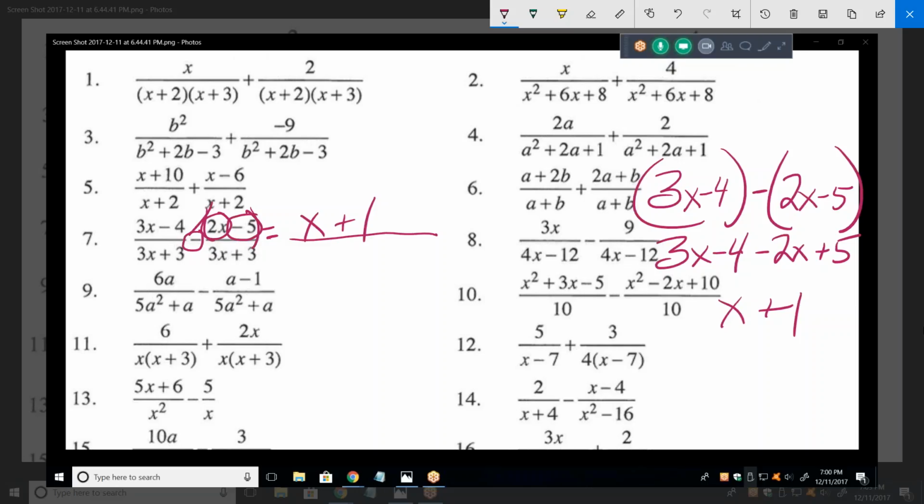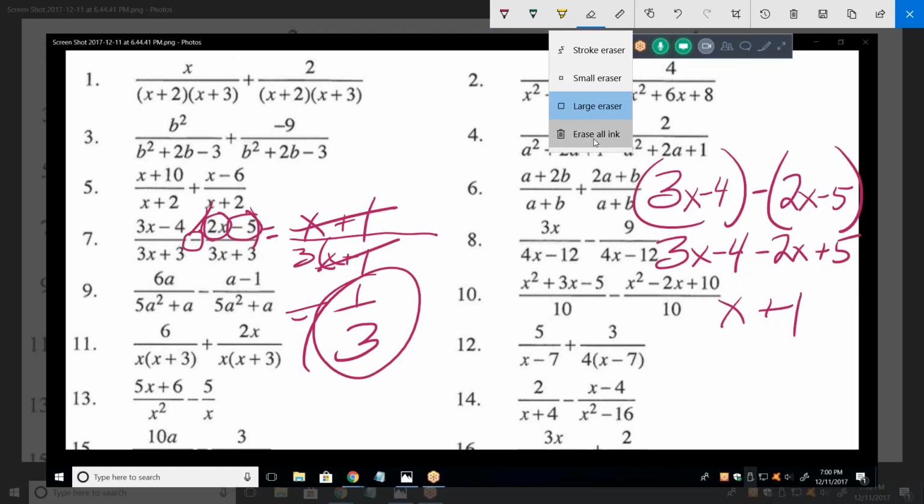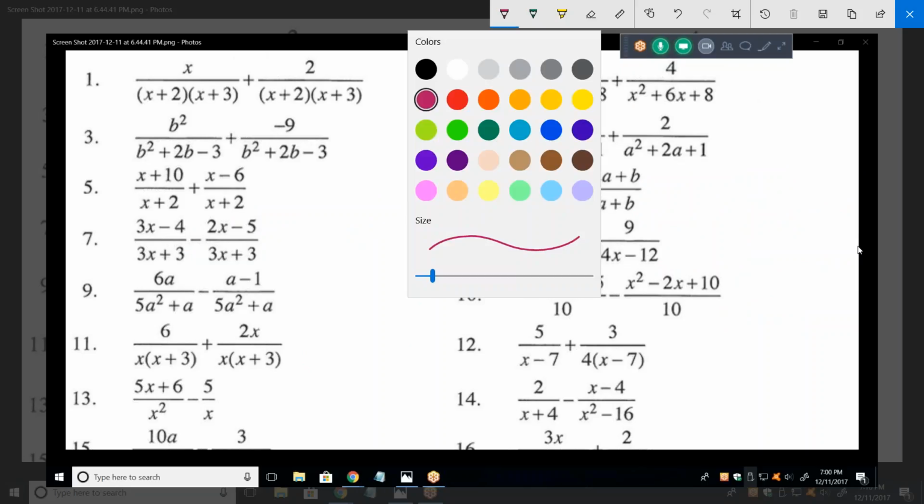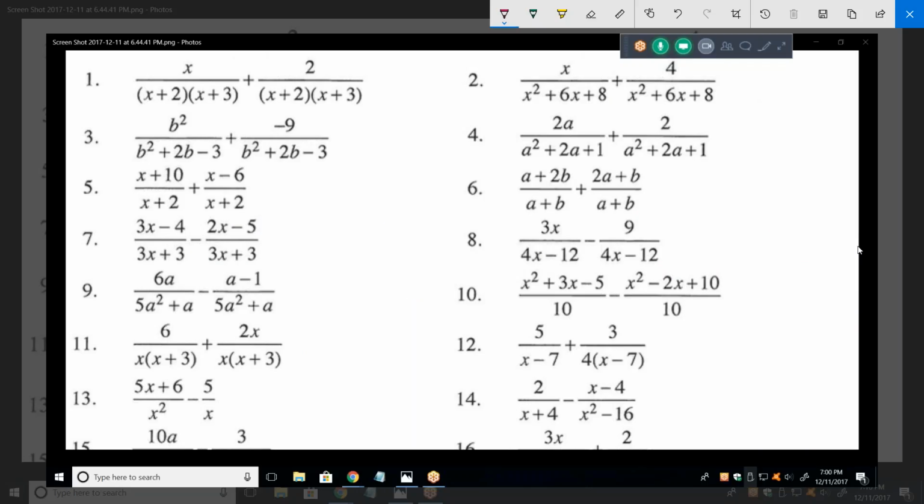Okay, factor the bottom. So then it's 3 times x plus 1. So you get 1/3. That's the answer. Number 8. Factor. So the numerator.